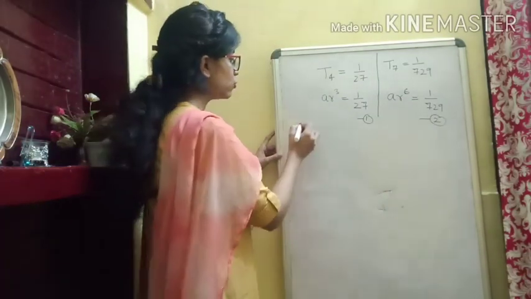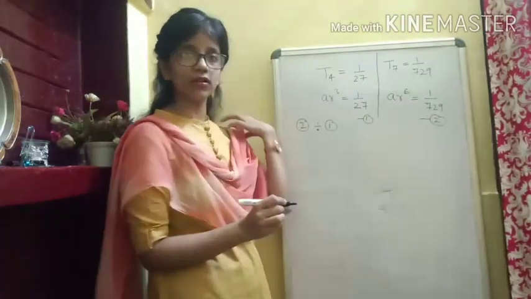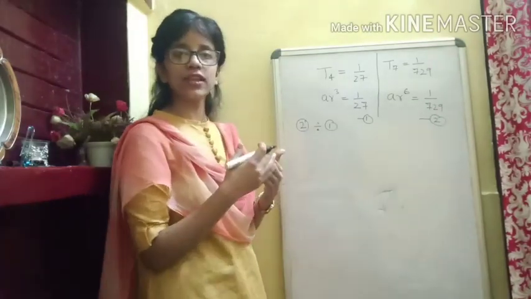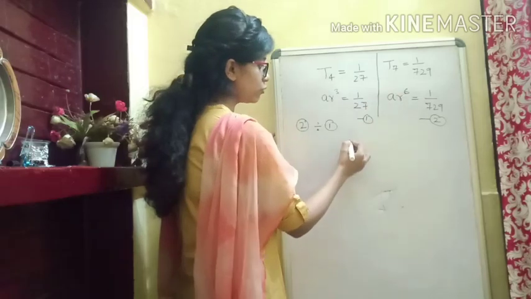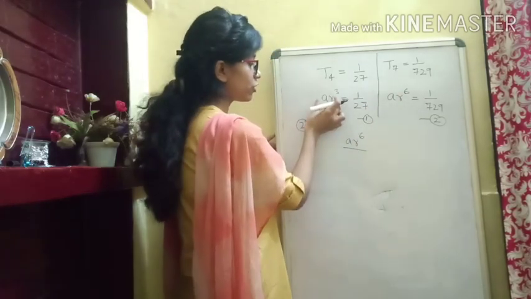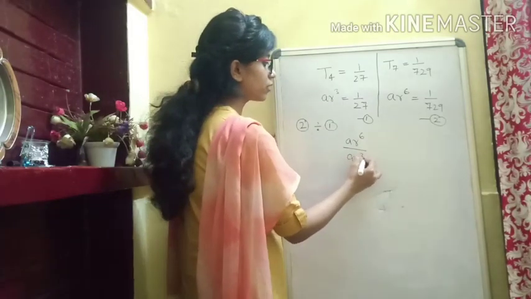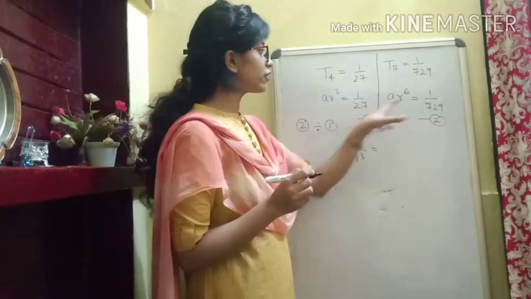What I am going to do, I am dividing equation 2 by equation 1. Okay. We will do LHS together and RHS together. What is the LHS of equation 2? AR to the power 6 divided by LHS of equation 1, AR to the power 3.